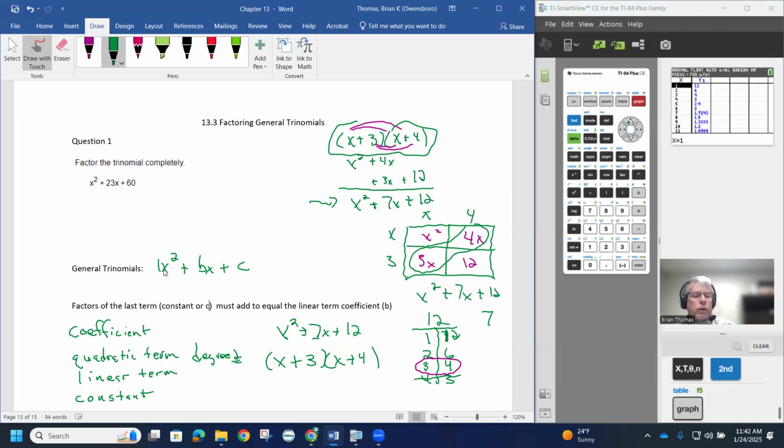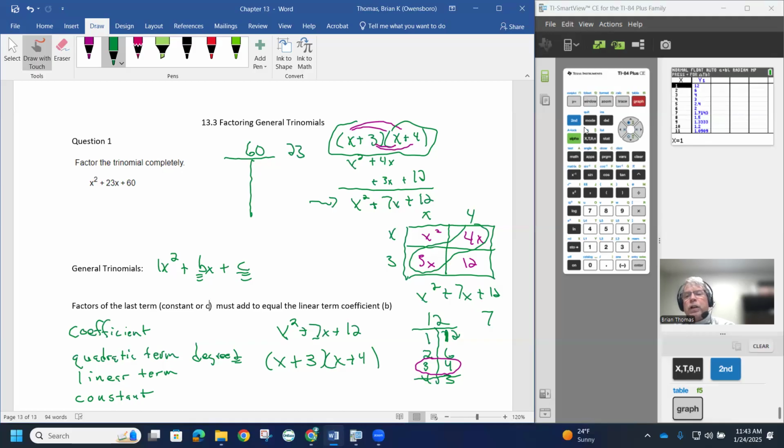It's a 1. So if we have a general trinomial that takes on this form, x squared plus bx plus c, and the quadratic term has a coefficient of 1, then all we really got to do is focus on the factors of the constant that add up to the linear coefficient. So I'm focusing on the factors of 60, but the factors of 60 must add up to 23. A lot of times, if I can't do it in my head, I'll make a table. So I'll write down my 60, and I have to get this 23.